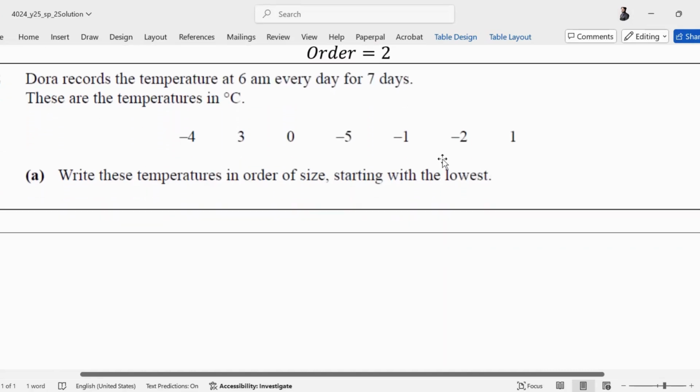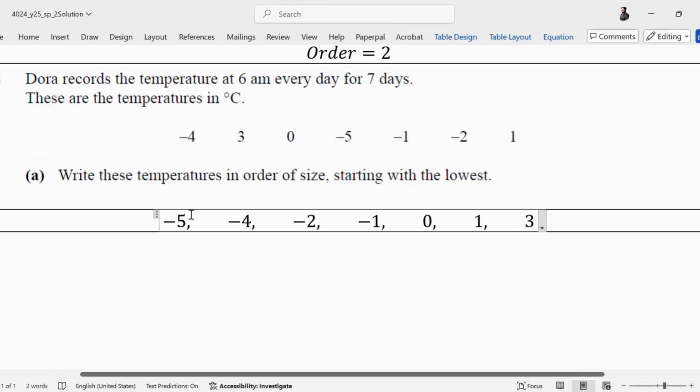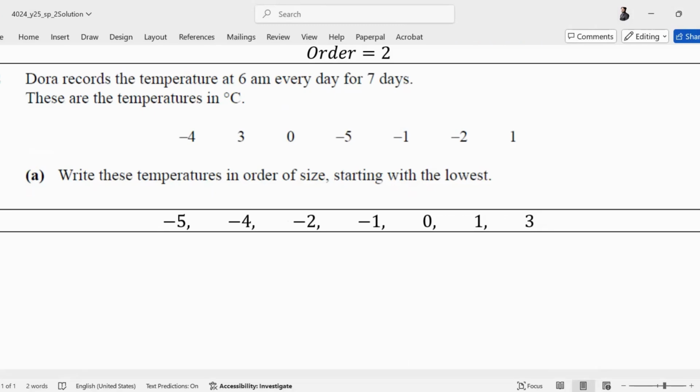Now we know in negatives, the most negative value is -5, the smallest value. Then comes -4. Then it's -2. Then it's -1. Then it's 0, 1, and 3. So these are the 7 values when we are talking about size. The most negative is the one with the greatest value and the negative sign, and eventually the values increase.